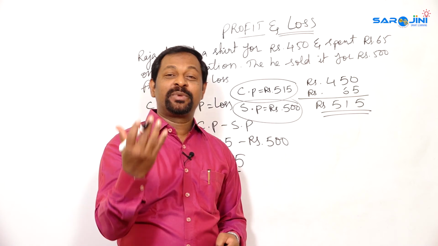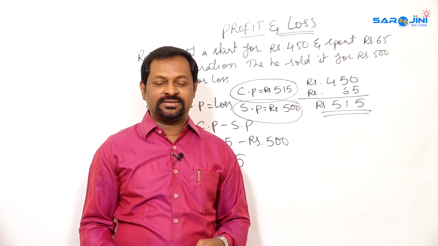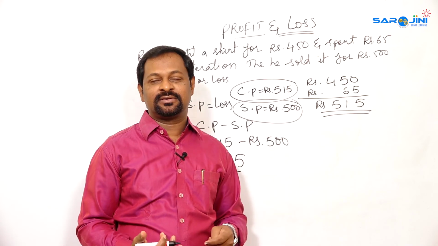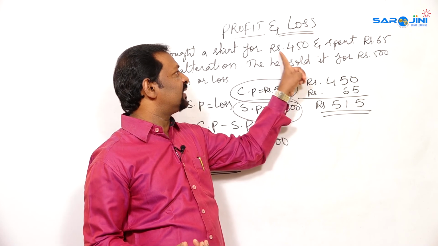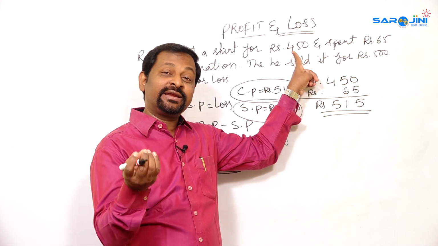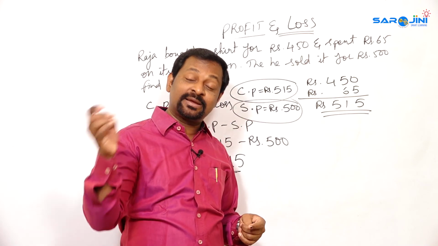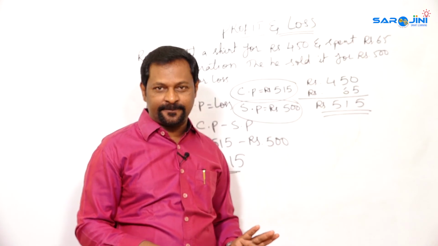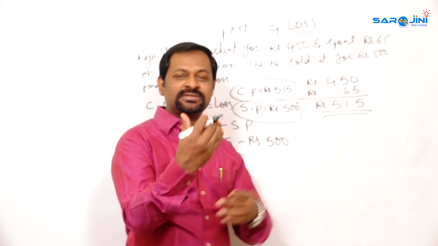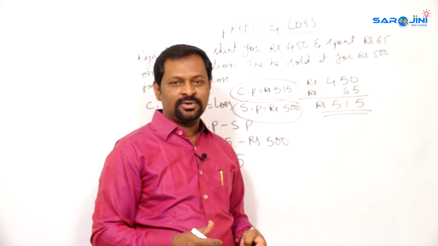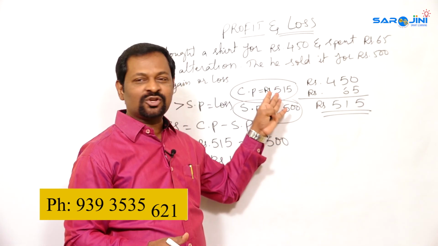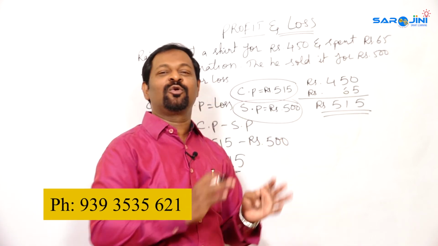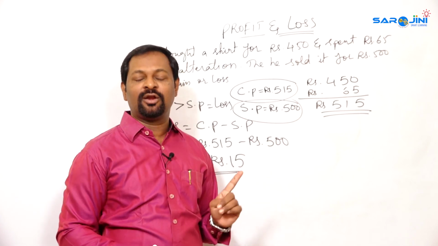So sometimes you may get gain or sometimes you may get loss. It all depends upon the business, how we deal with it. Okay. So first you have to see whether he is given only cost price or he added some expenses more. That full amount comes under cost price only. And then check for how much he has sold. If you compare that, your cost price is more. He bought for 515 and he sold for 500 only. So that 15 rupees is the loss.